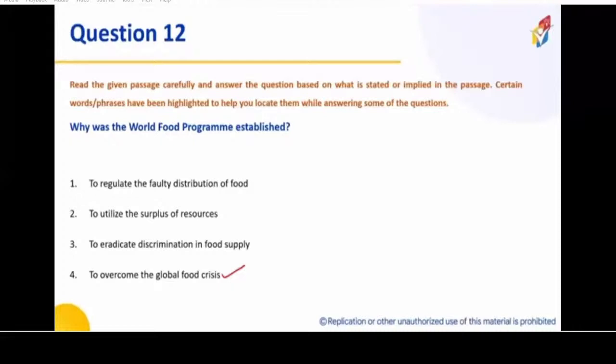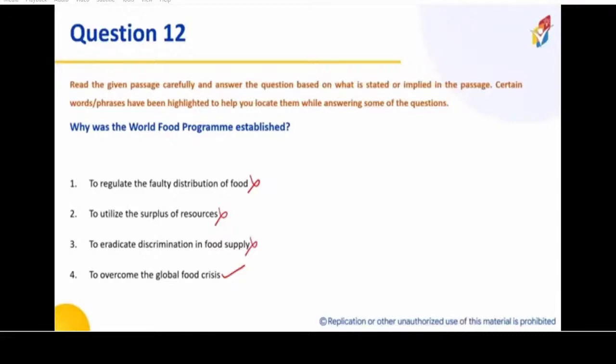To regulate the faulty distribution of food. The distribution of food has not been mentioned anywhere in the entire passage, so that is not a great way. Besides, it's not even linked to the establishment. To utilize the surplus of resources. The passage doesn't say that there are surplus of resources and the World Food Program is established to address that issue. To eradicate discrimination in food supply. Again, discrimination in food supply has not been mentioned in the passage as the reason for establishing the World Food Program. So your answer should be option 4.